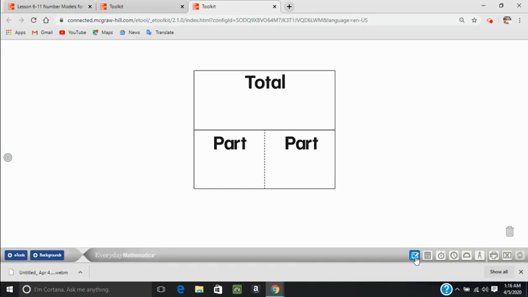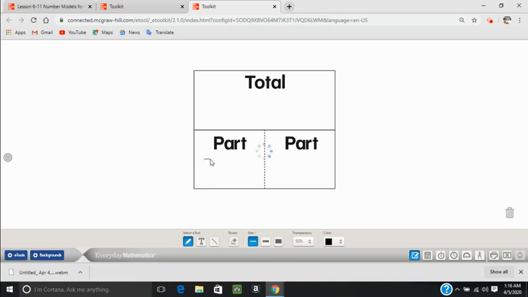First, we know that in each pack, there are 5 swirls and 5 stripes. So let's put that in one of the parts. 5 plus 5. And we know that he had 3 packs altogether. And our question is, how many total marbles did he have? Well, 5 plus 5 we know is 10.